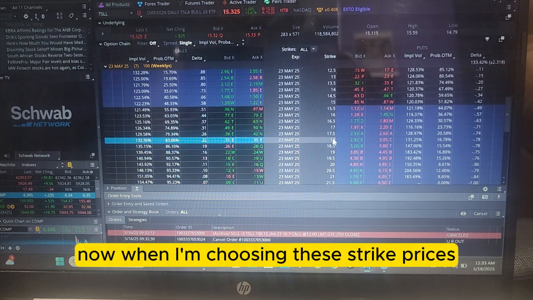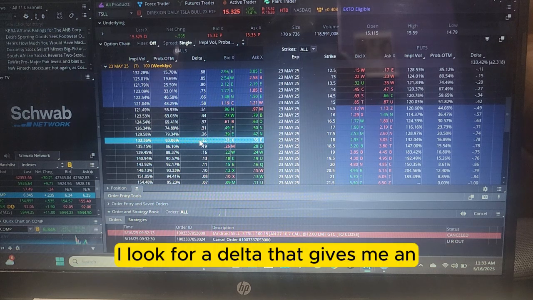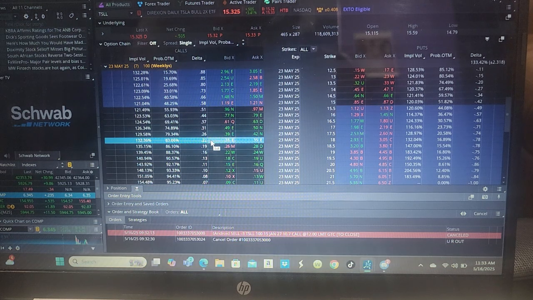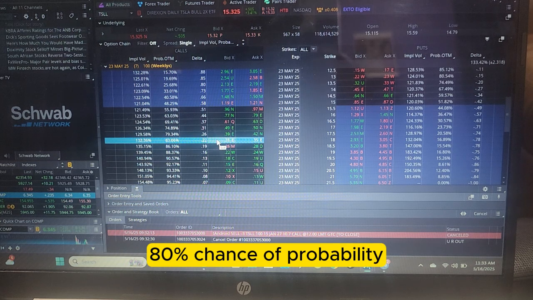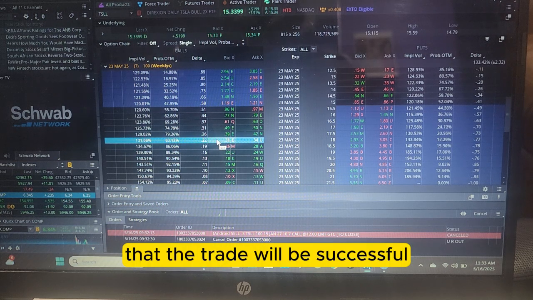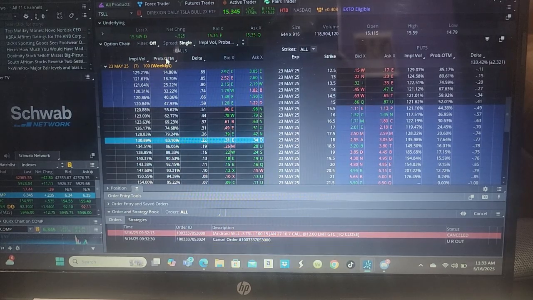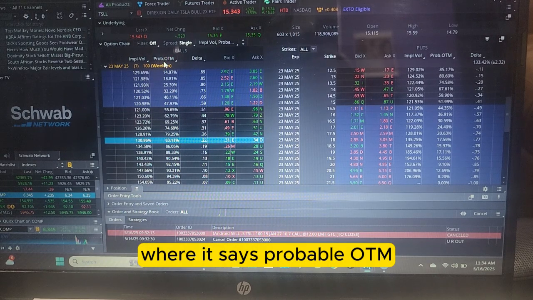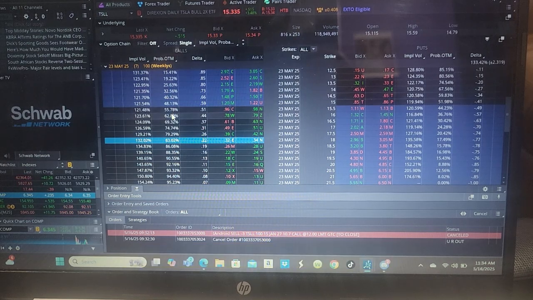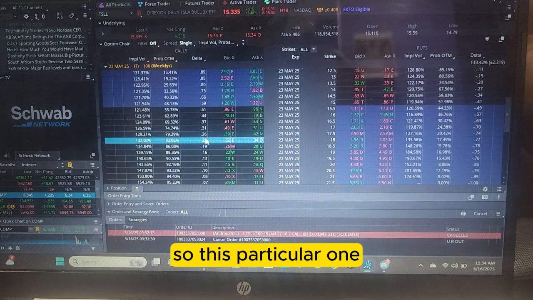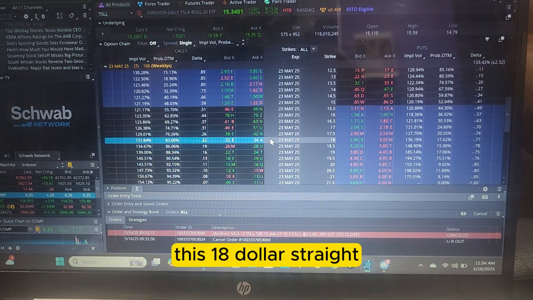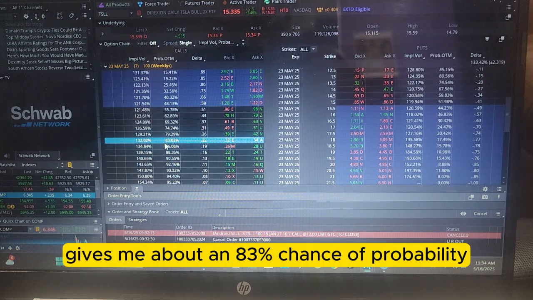Now, when I'm choosing these strike prices, I look for a delta that gives me an 80% chance of probability that the trade will be successful. So as you see here, where it says probable OTM, these are the probabilities right here. This particular one, this $18 strike, gives me about an 83% chance of probability.